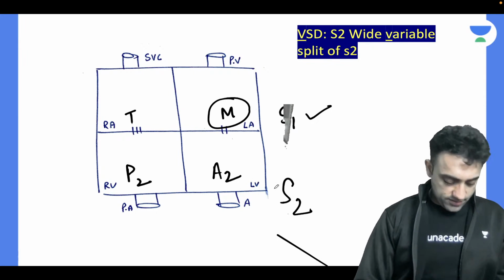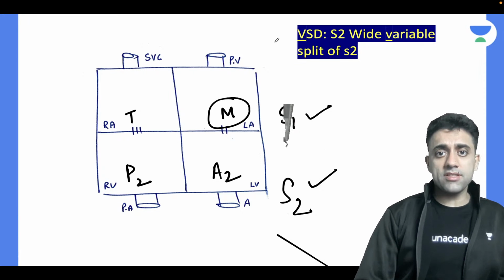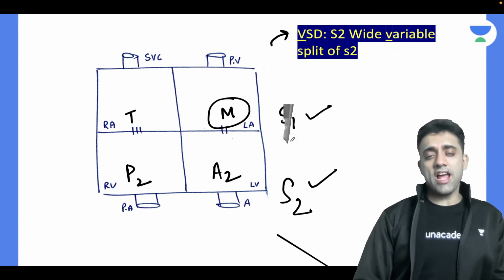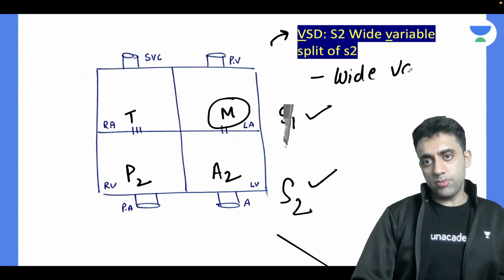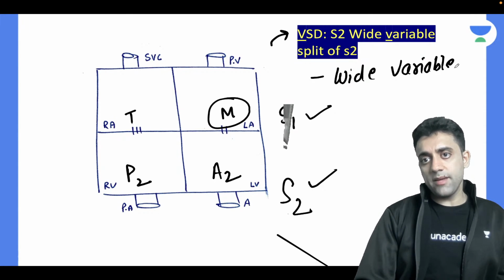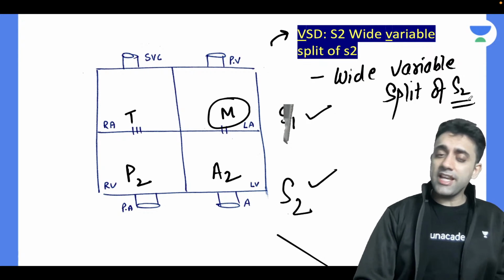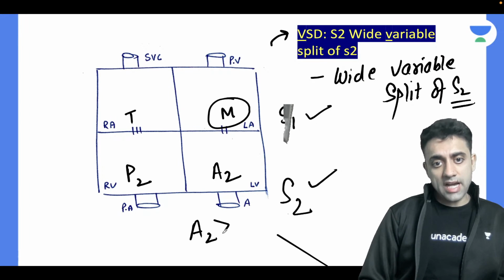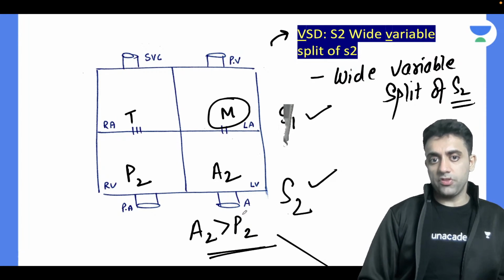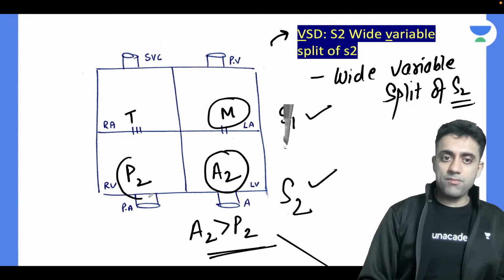Very good, exactly. Yes, Savan brother, you're right. As far as S2 is concerned, what happens in a case of VSD? In the S2, there will be a wide variable split. What is the meaning of a wide variable split of S2? Same story. Normally, A2 closes earlier than P2. Normally the aortic valve closes earlier than the pulmonary valve.